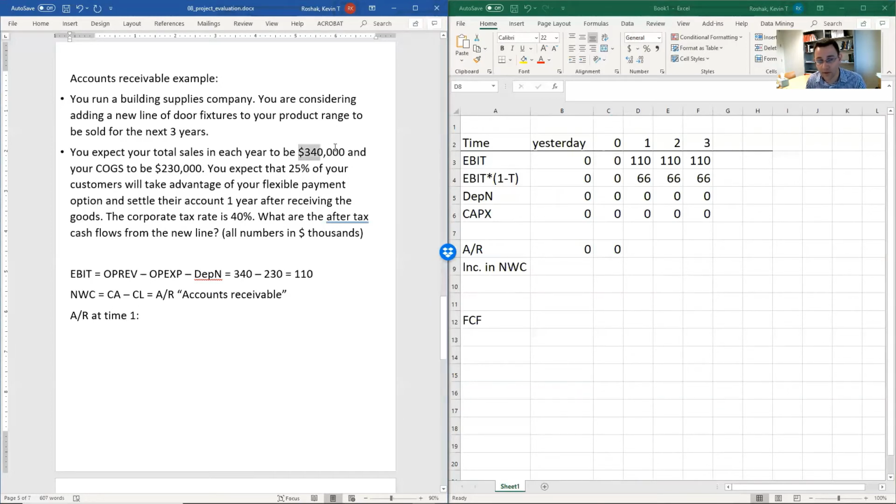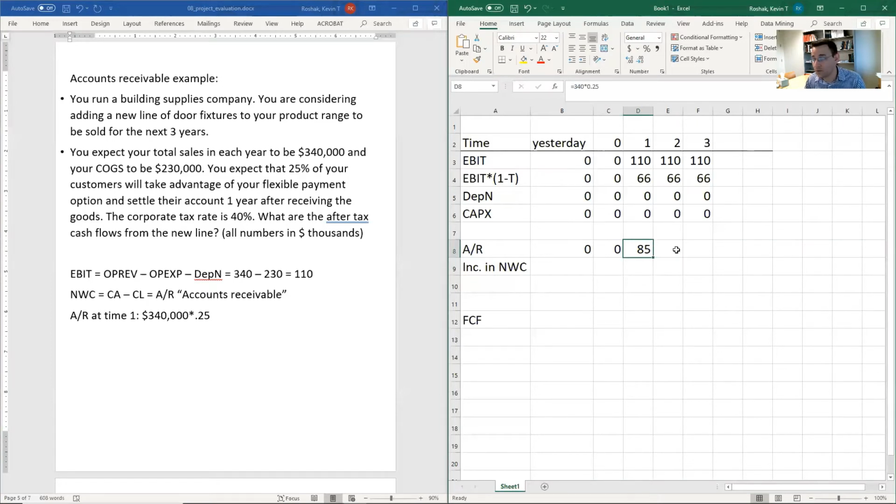Well, we sold all these door fixtures for $340,000. That should be our sale. That's our sale amount each year. However, we said that only 25% of these customers are not going to pay us right away. They're going to pay us in 1 year. So $340,000 times 0.25 is how much we're owed at time 1. So I'm going to write that in the formula here. At time 1, we made $340 in sales, and a quarter of those are still owed to us. So customers still owe us $85.